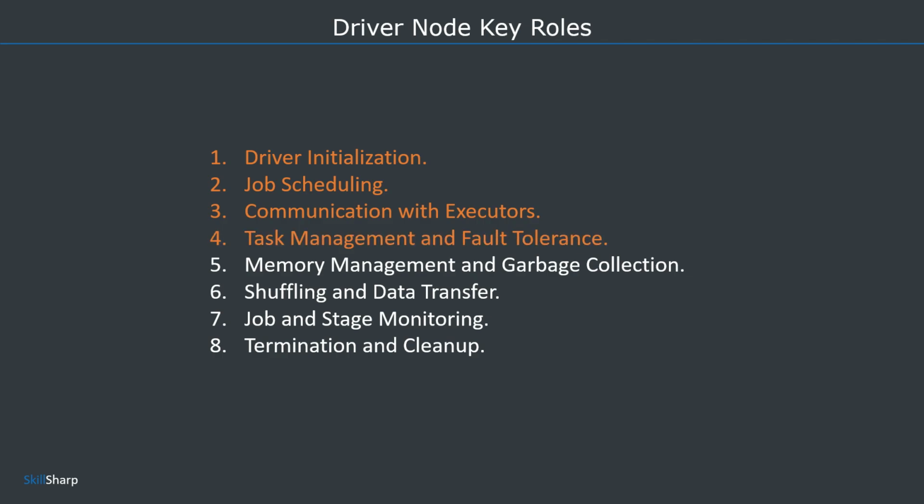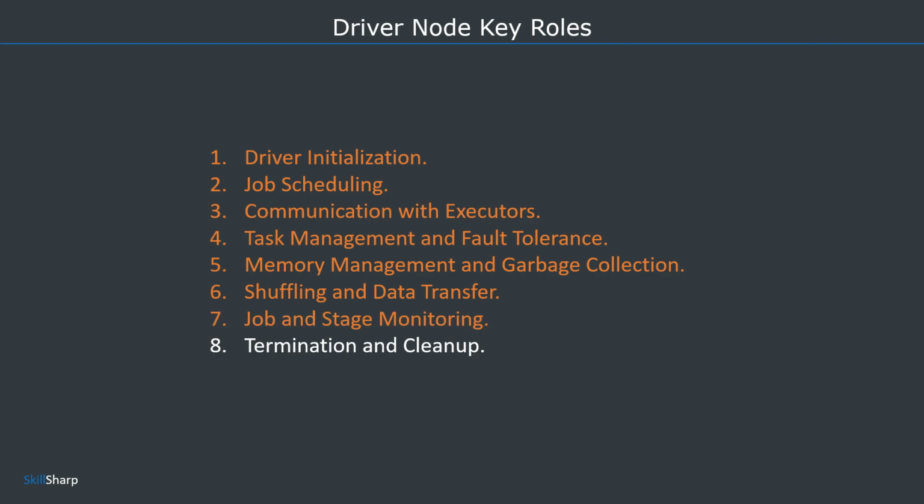Then the task management and the fault tolerance. We will see how the fault tolerance works, but if some data fails, the driver will recompute that data. That task management and fault tolerance is also handled by your driver process. Then memory management and garbage collection, and shuffling and transfer of the data. For wide transformations, we have to shuffle the data, such as joins, group bys or filters.